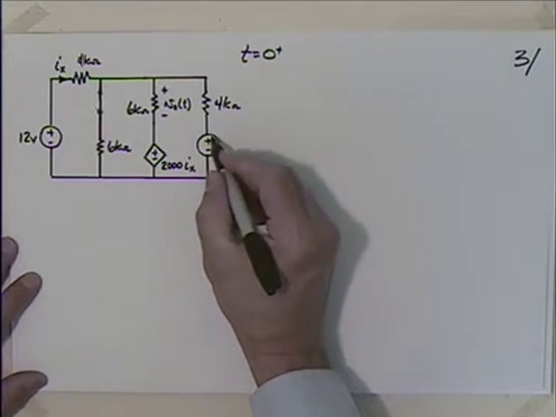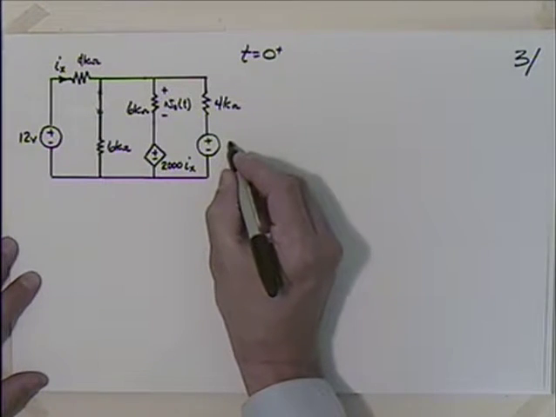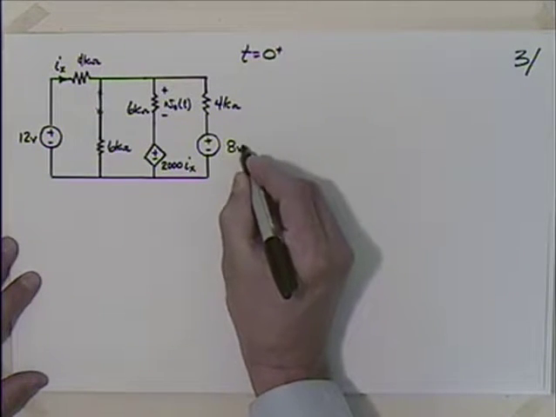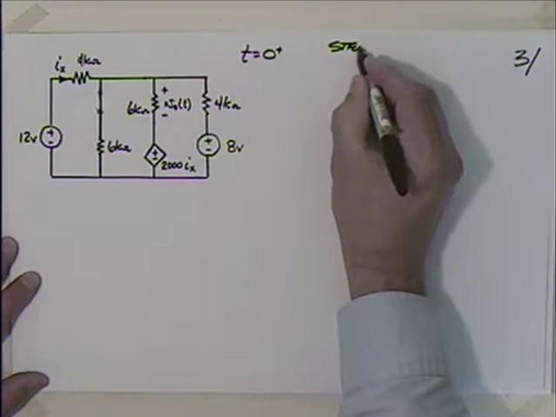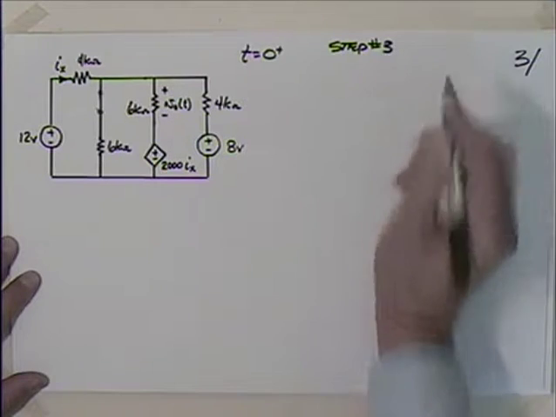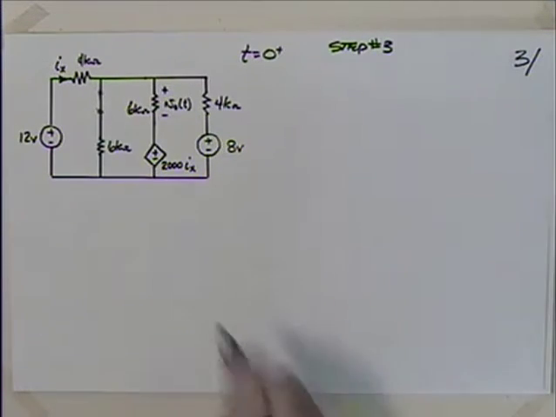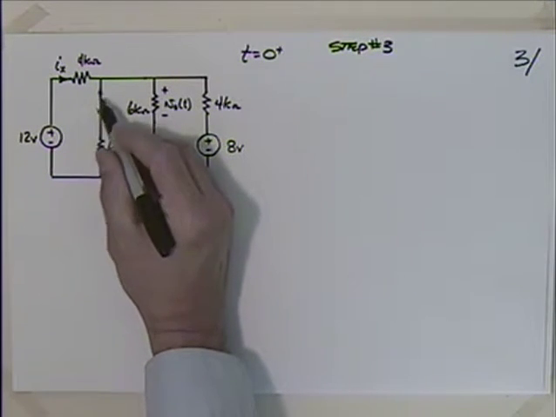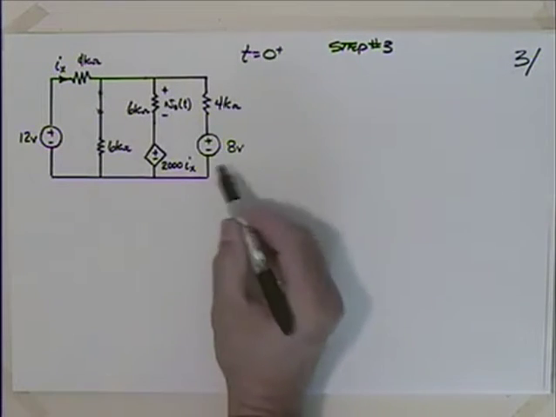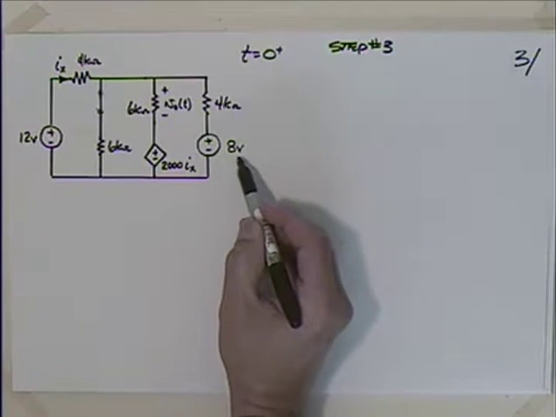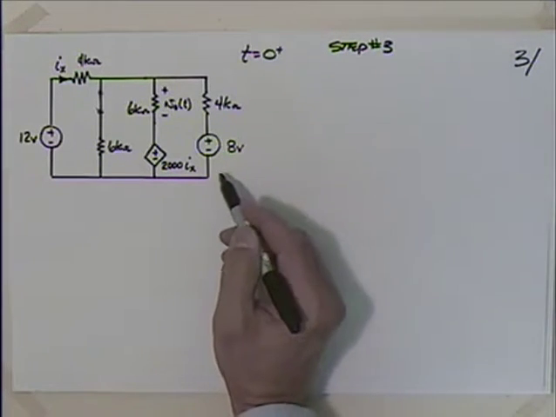So when I put the source in, I'll put it in positive, negative, and I have 8 volts. So we're looking at step number 3. Okay. And we close the switch, we throw the switch, we move the switch to its new position, so this is forever closed, and we replace that capacitor with the voltage source that we got from step number 2.